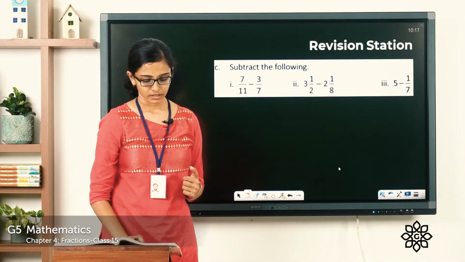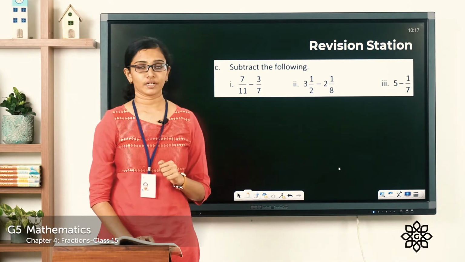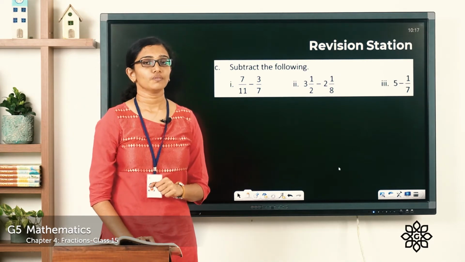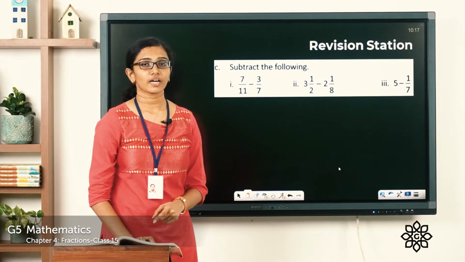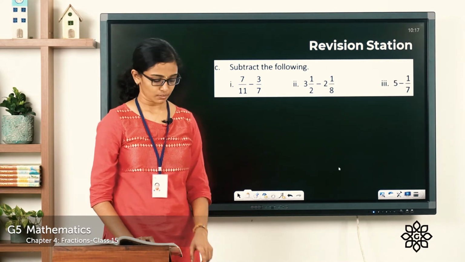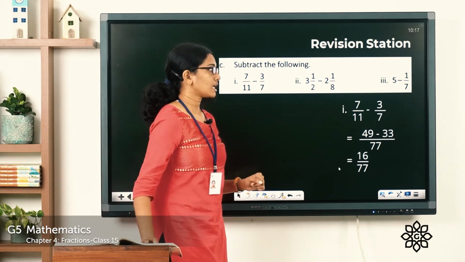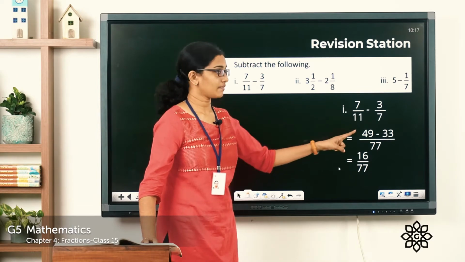Subtract the following. The first question, 7 by 11 minus 3 by 7. How would you subtract fractions? They are unlike fractions as well. First you find out the LCM of the denominators, change them to like fractions and then proceed with the subtraction. So the first set of fractions, 7 by 11 minus 3 by 7. What is the LCM of 11 and 7?